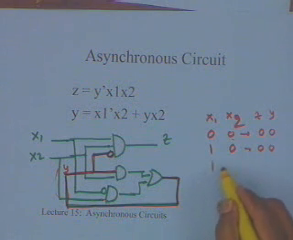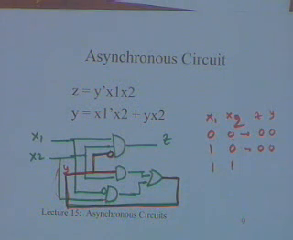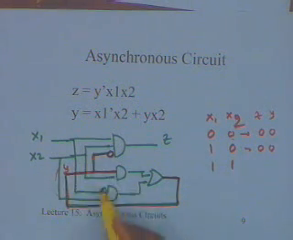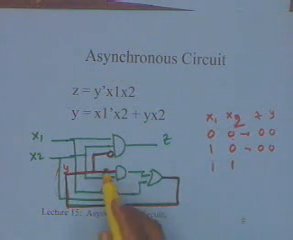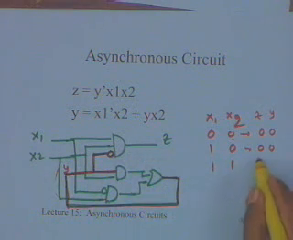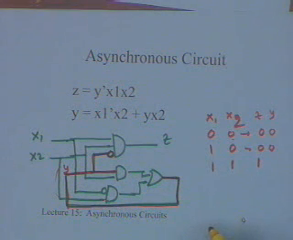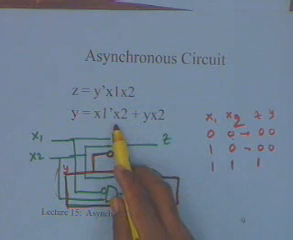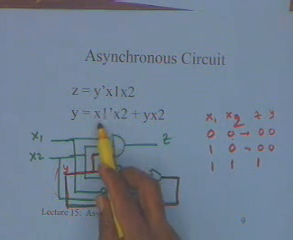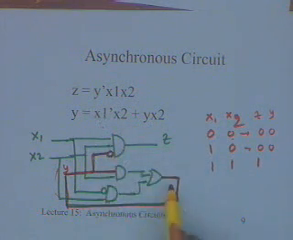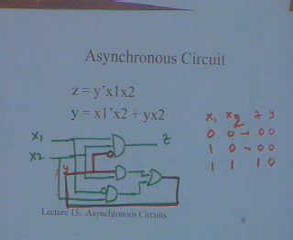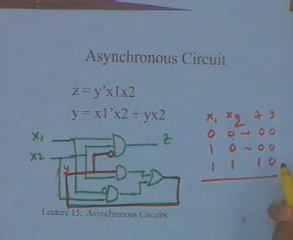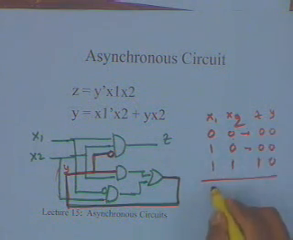And now when I go to 1, 1, what happens? This 1, this Y 0, and this 1, 1 is going to give me a Z of 1. And now both x1 and x2 are 1, 1, so this x1 complement is going to be 0, and this is going to pull it down to 0. So my Y will remain 0.